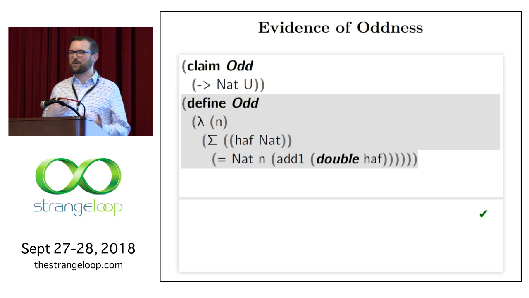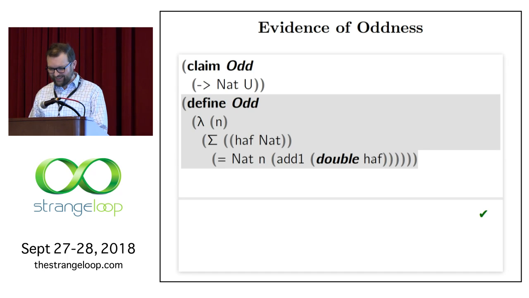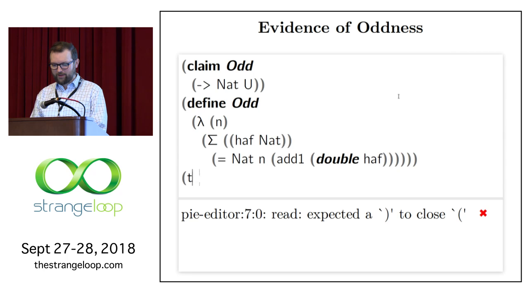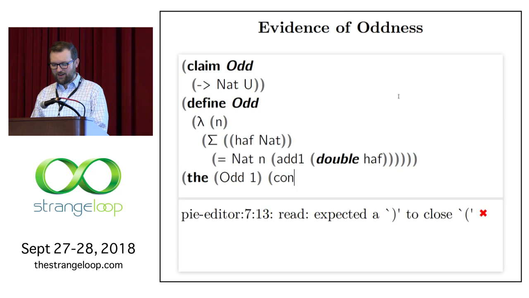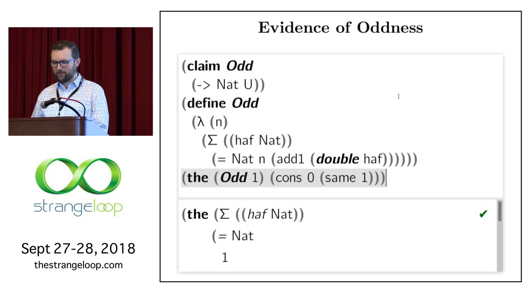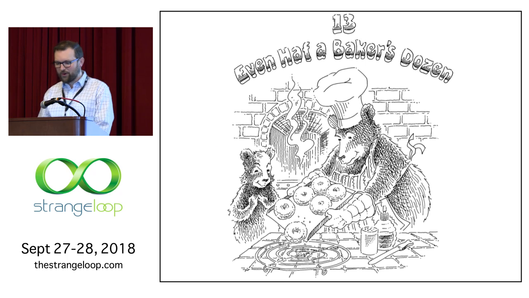So evidence of oddness says that we've got this half, which is almost half. In my dialect of English, we pronounce them the same, which is kind of unfortunate. But yeah, if we wanted evidence that 1 is odd, we could say the odd one, cons 0, same 1. And it works out. And now we're to chapter 13.